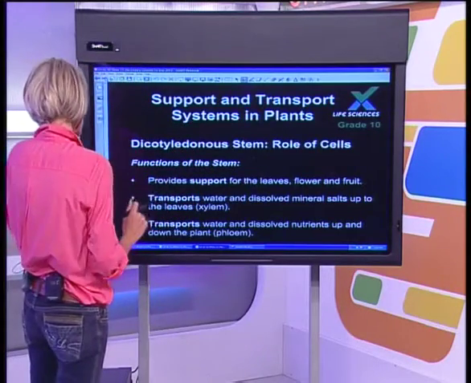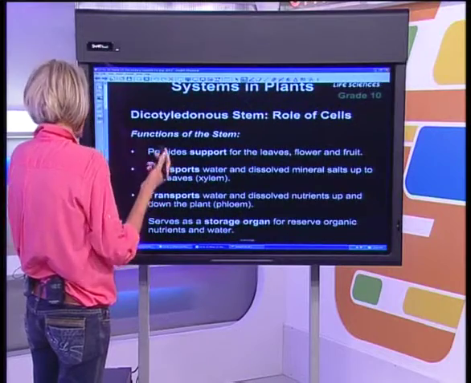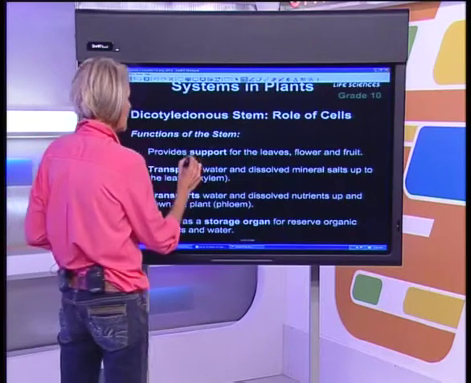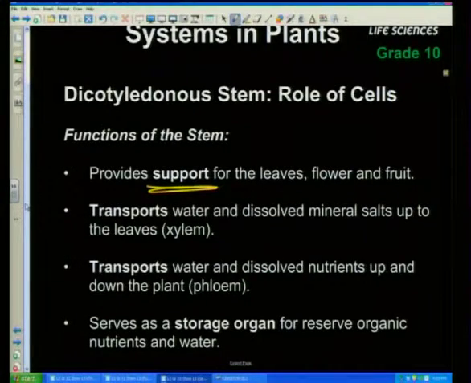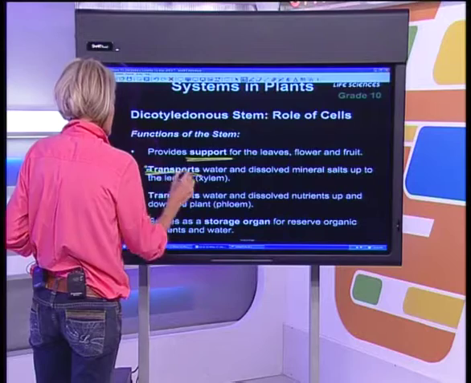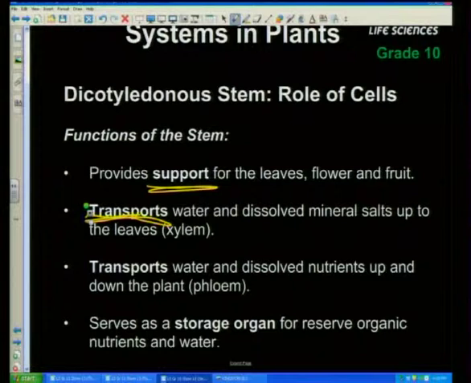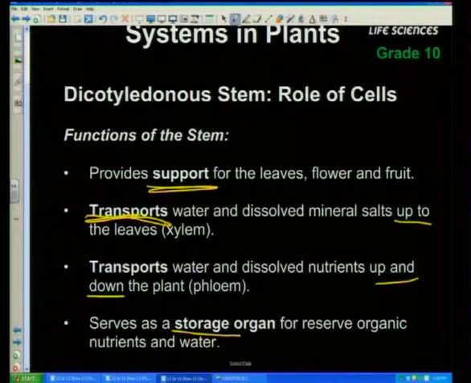We're looking at the dicot stem and the functions of the stem. Now, we know the functions of the stem, where the root's was to anchor and absorb. Here we have the fact that it provides support. What else does it do? It is a transport mechanism for water and dissolved nutrients. It transports the water up the plant, and it transports food and water up and down. And here it is only up, so from the roots all the way up. And it serves as storage organs.